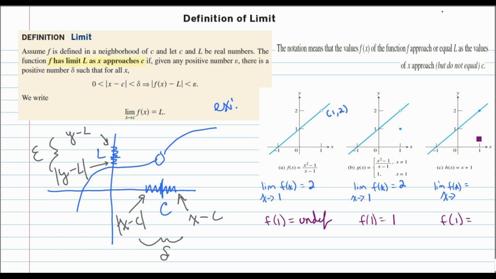Then this last one, we've actually just simplified (x squared minus 1) over (x minus 1) to be x plus 1. So this is a line. The limit of f(x) as x approaches 1 is 2, and f's value at 1 is also 2. This is a continuous function.